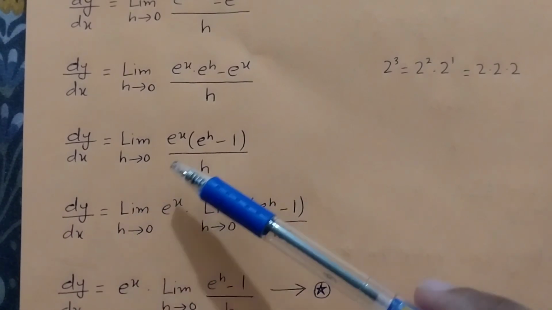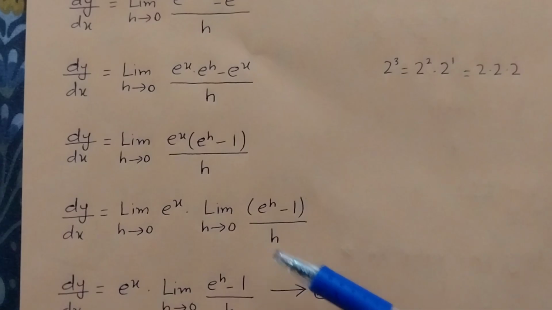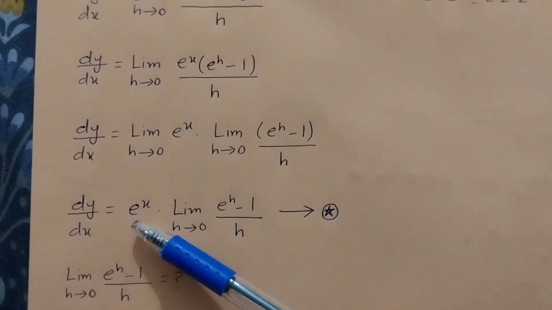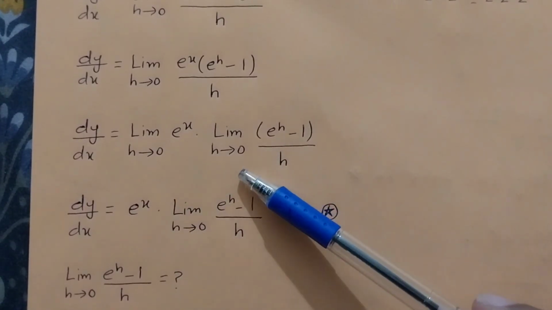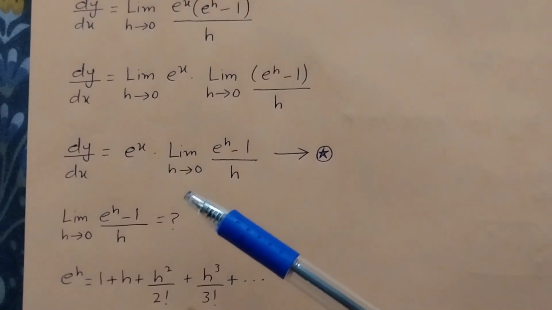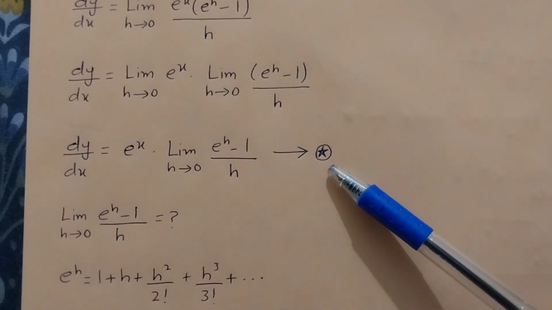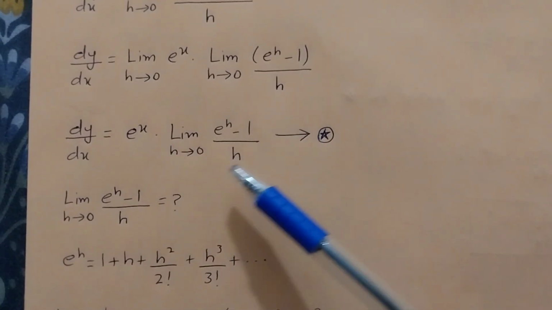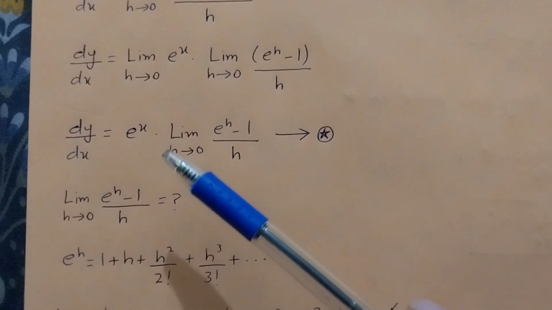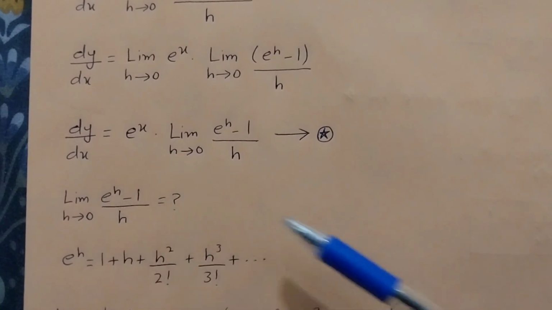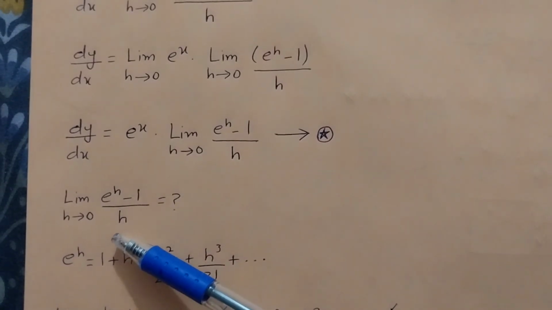So I've written the limit separately on e raised to power x and e raised to power h minus 1 over h. As I've said, this will remain same, so e raised to power x will remain e raised to power x. Now to find the derivative, we need to evaluate this limit. So I'm calling this equation star equation, and we will evaluate this limit and put the value of this limit in this equation to find the value of the derivative. So what is this limit equal to?